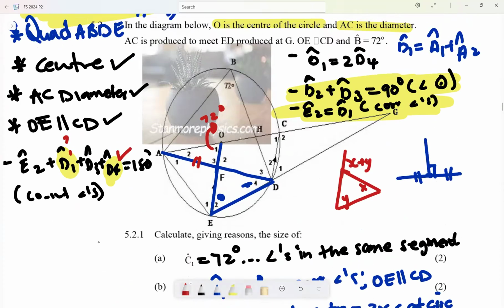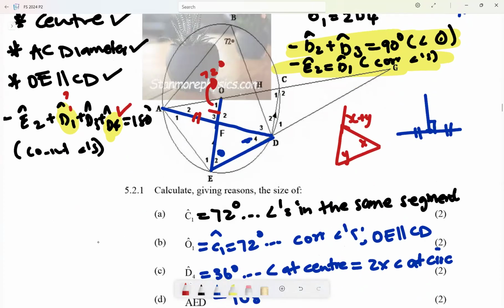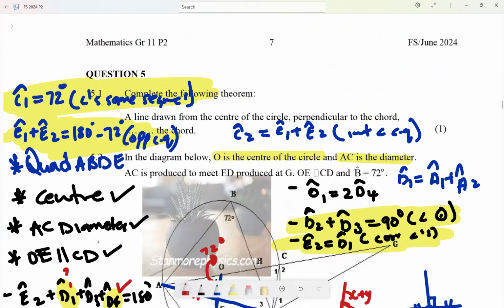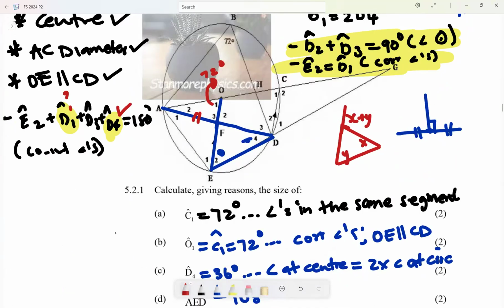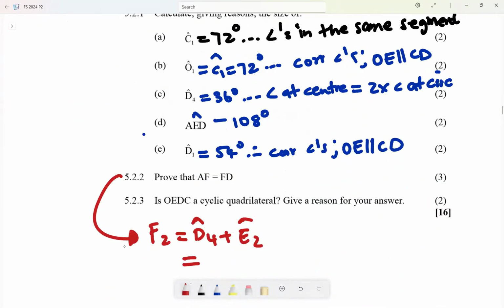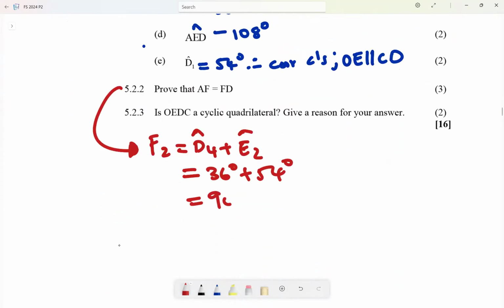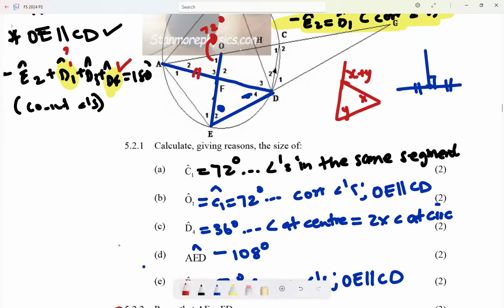Then you can also try to prove this is 90, but you need A2. Do you have A2? No, you do not have A2. So it will be just a lot of time to try to find A2. But this one I can use F2. So it is equal to, what is D4? D4 is 36 degrees plus 54 degrees, which is equal to 90 degrees. Therefore, if this is 90 degrees, like this, can you see? Can you see now?